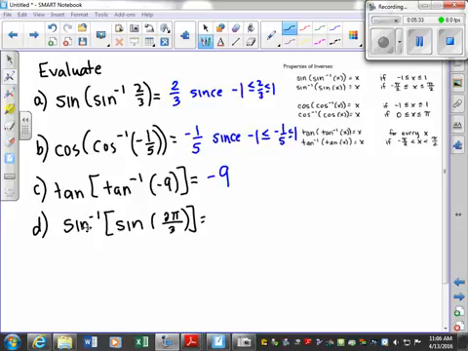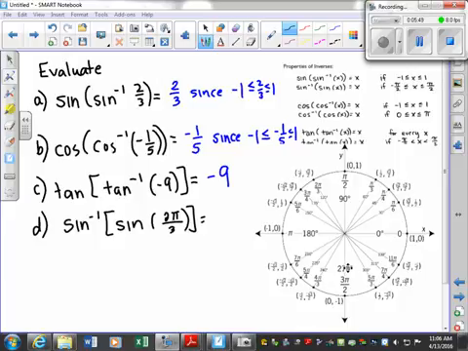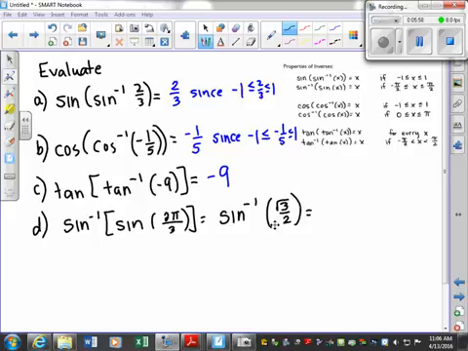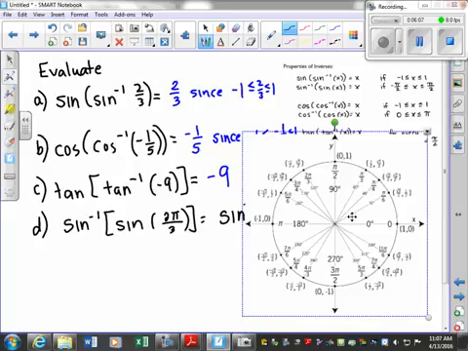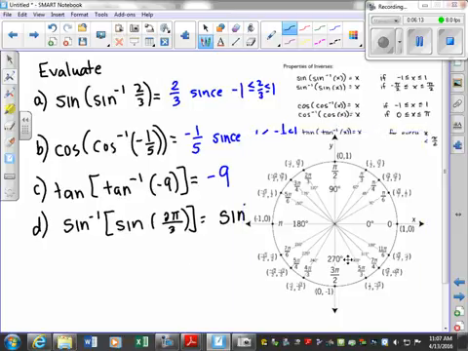Okay, so when we're working with this one, sine inverse, we're going to be working with the right half of the unit circle. But first thing, let's calculate this. Can we simplify sine of 2 pi over 3? Let's pull this unit circle up real quick. Sine at 2 pi over 3, the y value is square root of 3 over 2, so I can rewrite this as sine inverse of square root of 3 over 2, and that's what we were just working on. That would give us what value? Sine value of square root of 3 over 2. Good. Pi over 3.